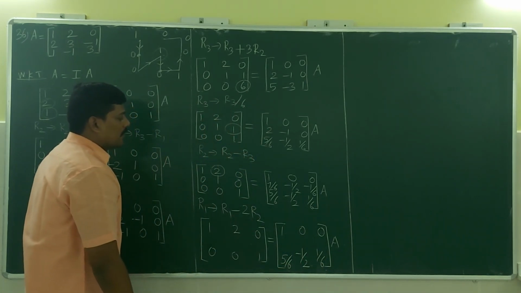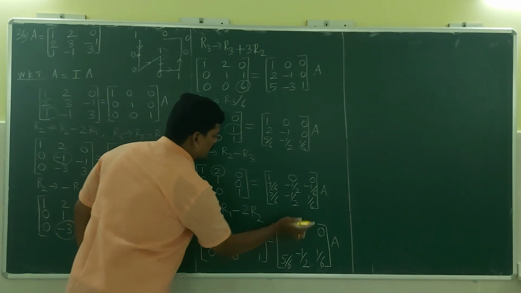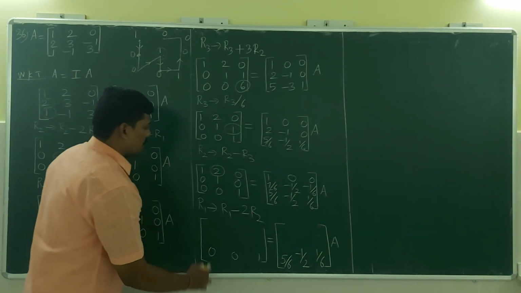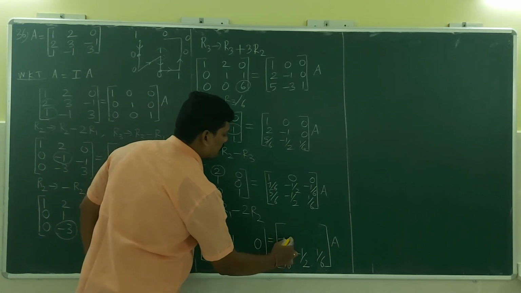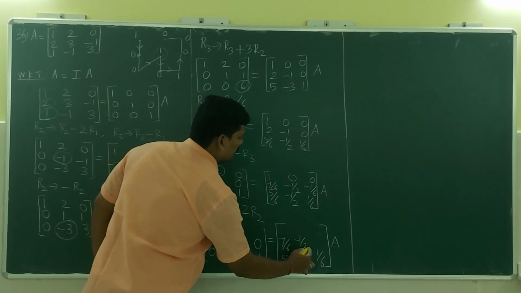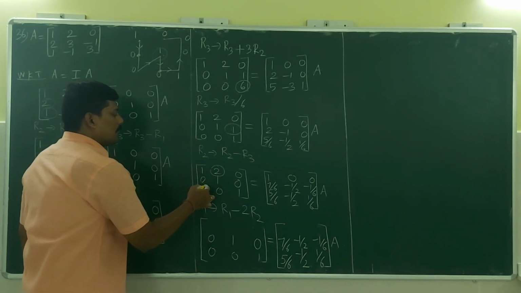There is a change in the second row. Oh, sorry. There is a change in the first row. Second row and third row will be as this. R1 implies R1 minus 2 times R2.